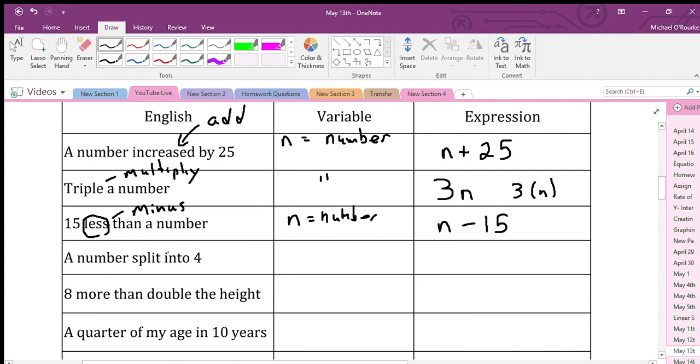Once again, pause after I read it off here. A number split into 4. Pause it, take a shot at it, then come back. Once again, n equals the number. Now split. What does split mean? Well, split means divide. So if we're going to split it, we're going to go n divided by 4. We're going to split a number into 4. Or you could go 1/4 times n, which would split it as well. So it could mean divide, or it could mean multiply by a fraction.